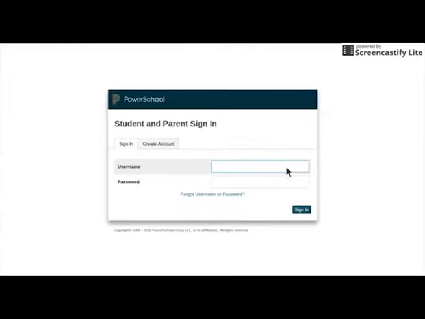Your username is your student ID number, the number that you use to buy lunch in the cafeteria. Your password is a personalized password that was given to you earlier this year. If you do not know it, your advisors have a list of your usernames and passwords.